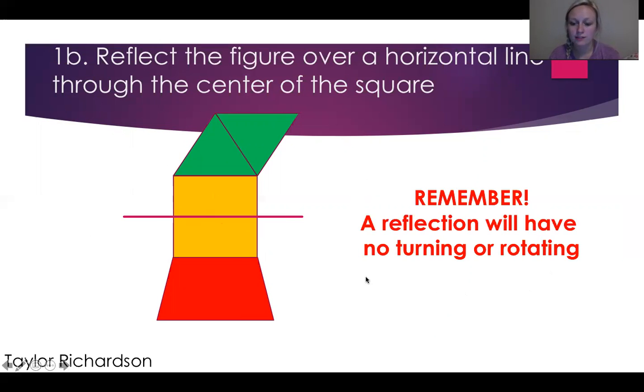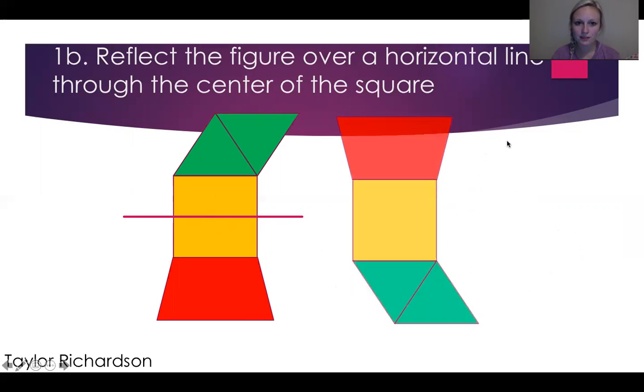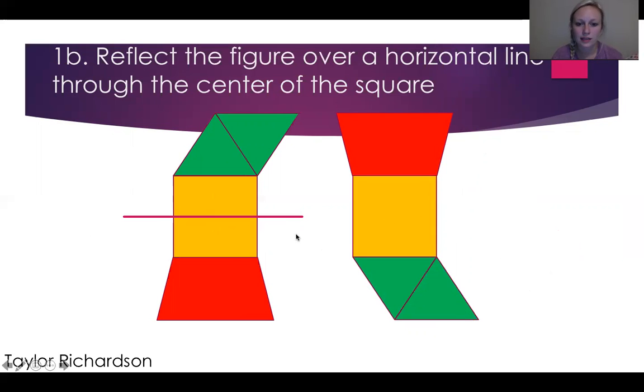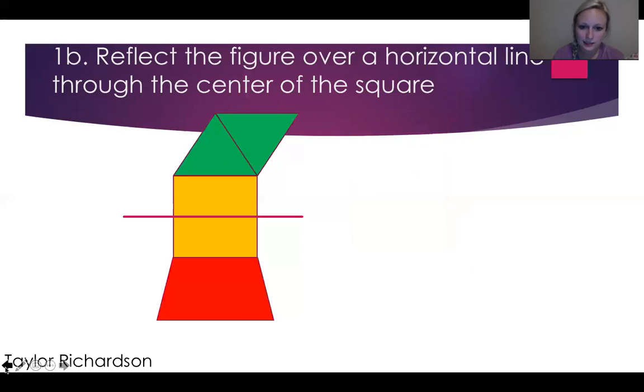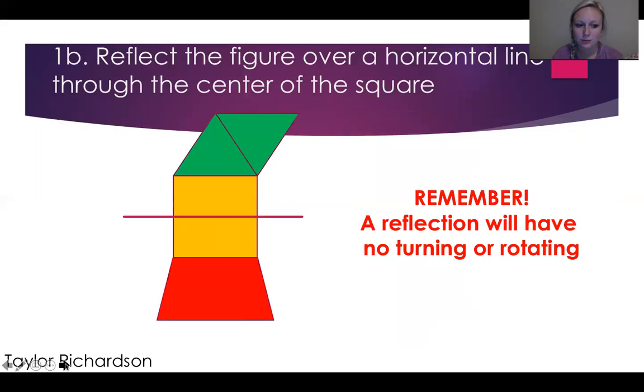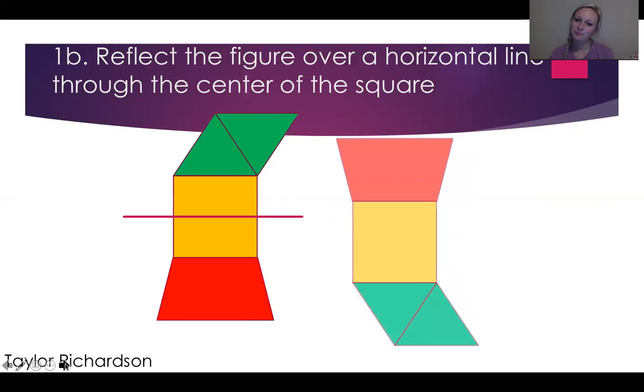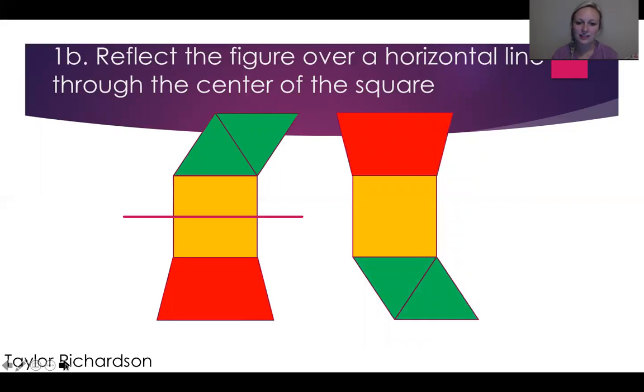Remember, a reflection will have no turning or rotating. So this is important to remember because we are not going to be rotating it at all like we were in the first part of this problem. So when we flip our shape over our horizontal line right here, we are going to find our triangles are now on the bottom, but they are still facing the right. They're not facing the left anymore, which they were whenever we did rotation symmetry or rotation rigid motion a while ago. And so that is what our shape looks like.